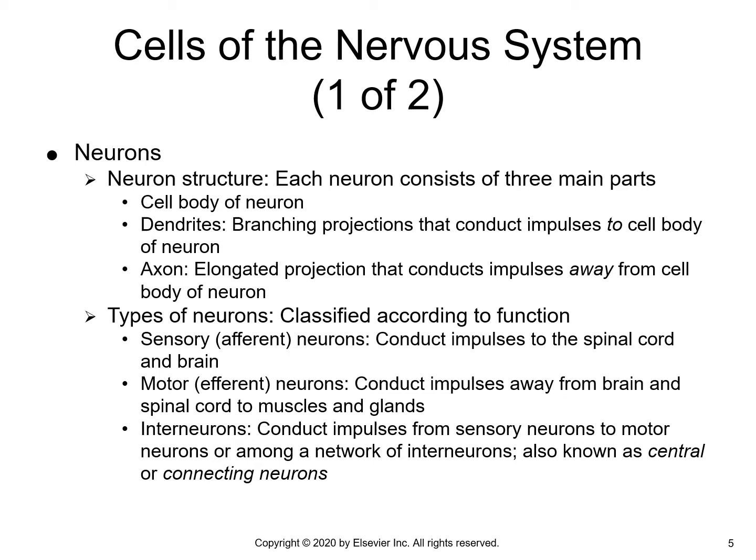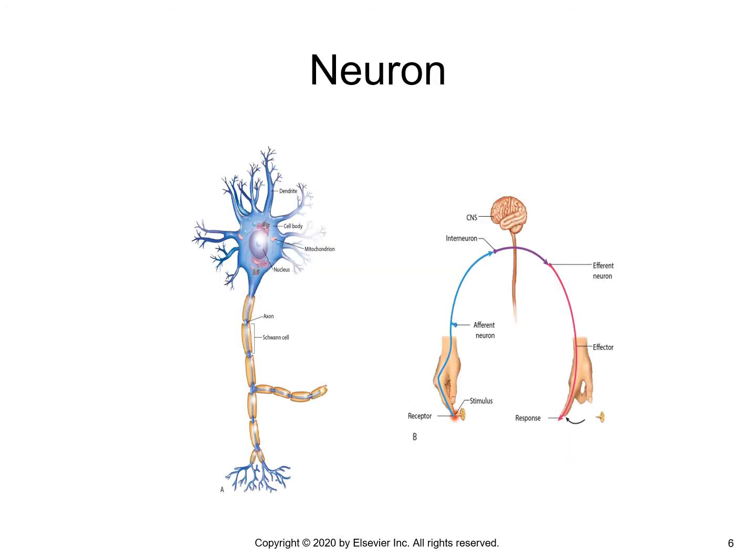Interneurons conduct impulses from sensory neurons to motor neurons or among a network of interneurons, also known as central connecting neurons. This diagram shows how the efferent and afferent neurons work, where one goes from the brain to the body and the other one goes from the body to the brain.